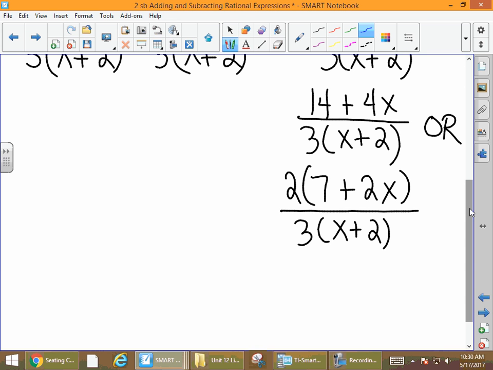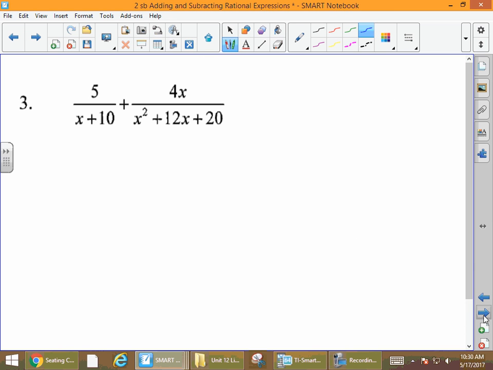So let's take a look at another one. 5 over x plus 10 plus 4x divided by x squared plus 12x plus 20. The first thing that we need to do is we need to factor. And the only place that we can factor is x squared plus 12x plus 20. I recommend that you write off to the right of this so that we can put underneath our common denominator and do all the work underneath the fraction.